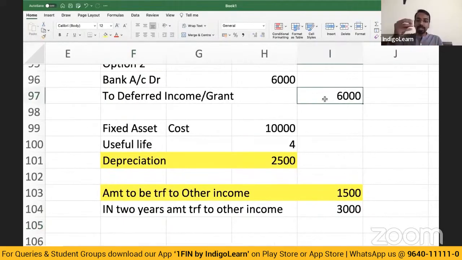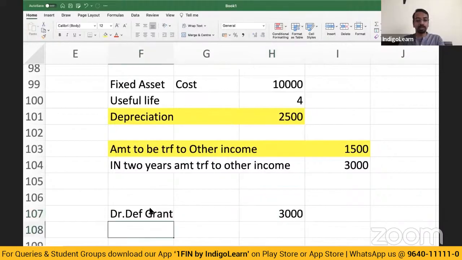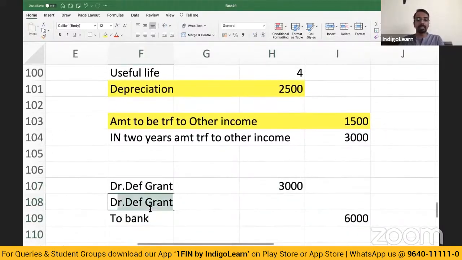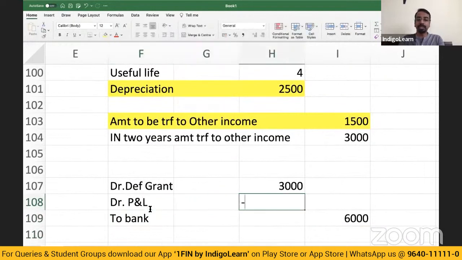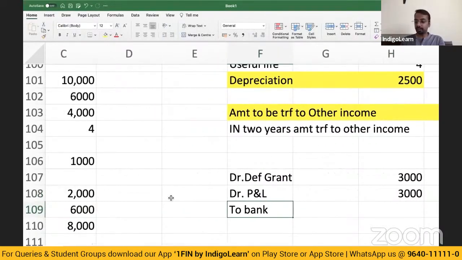What is the balance left in the deferred grant account now? 6,000 is what we received. 3,000 you have transferred to other income. So this balance is 3,000. So what will you do? Debit deferred grant 3,000, and we have to refund 6,000. Balance debit P&L. Just reverse the impact that you had taken or that you had given earlier. As simple as that. Okay. So this concludes government grant. Let me see if you have some questions here.